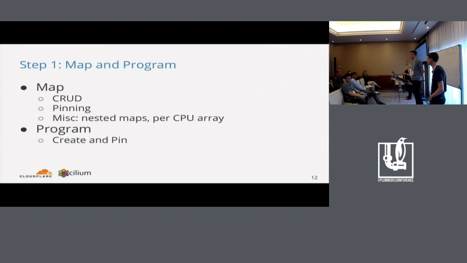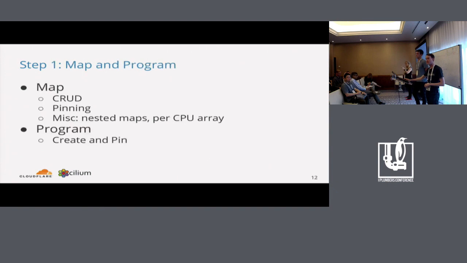So, steps for getting this up and running. Initially we want to target just maps and programs. For maps: creating maps, deleting maps, create, read, update, and delete of entries in maps, pinning those maps to the file system, and supporting nested and per-CPU maps. For programs: being able to create the programs, pin the programs, and attach them to TC.